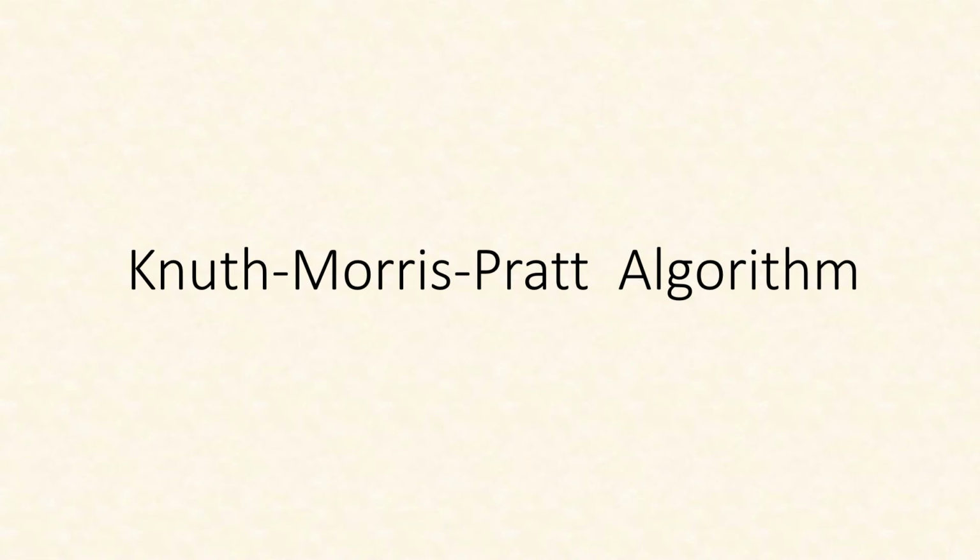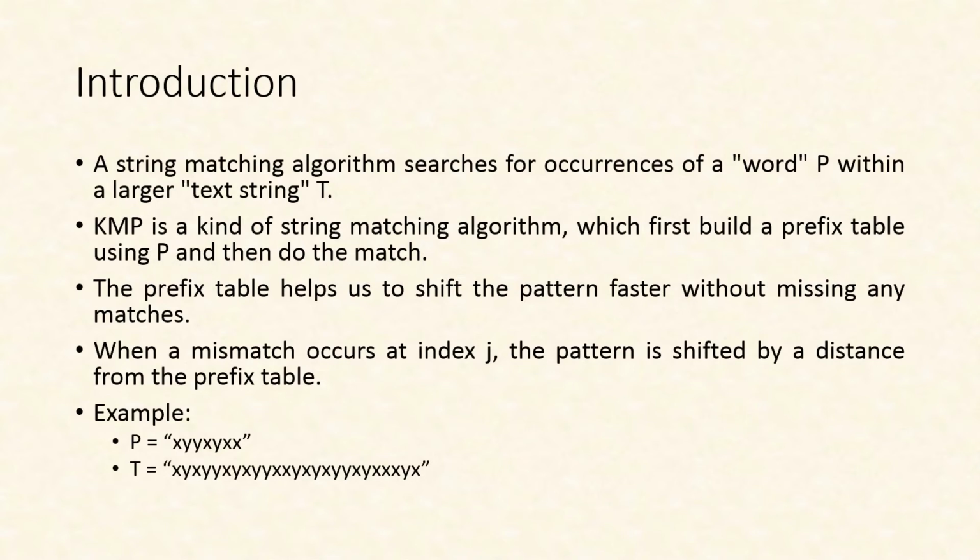Today, we are going to talk about the Knuth-Morris-Pratt algorithm. It's a string matching algorithm which searches for occurrences of a word P within a large text string T. KMP needs to build a prefix table based on P first, and then do the match. The prefix table helps us to shift the pattern faster without missing any matches.